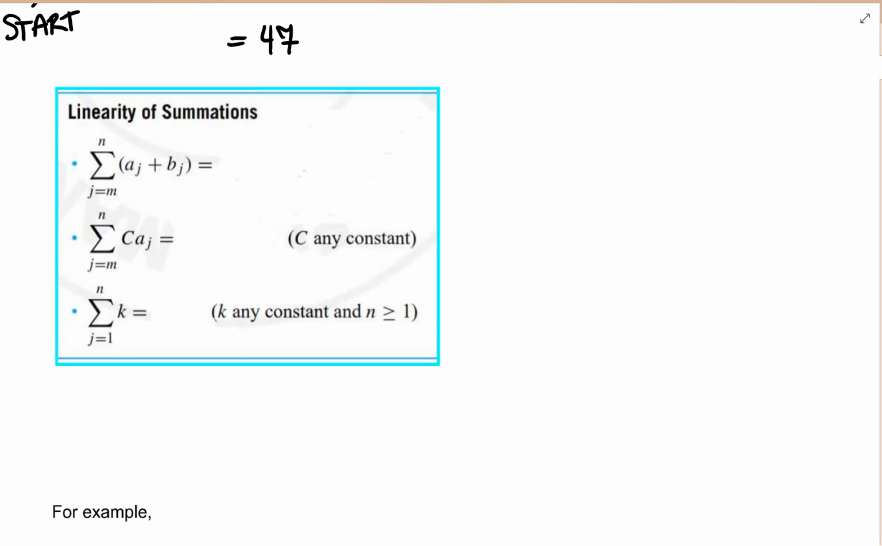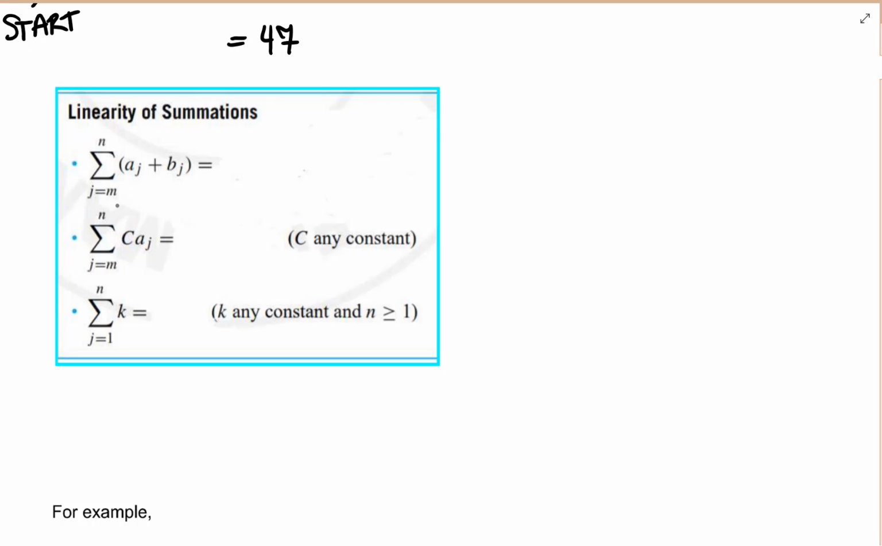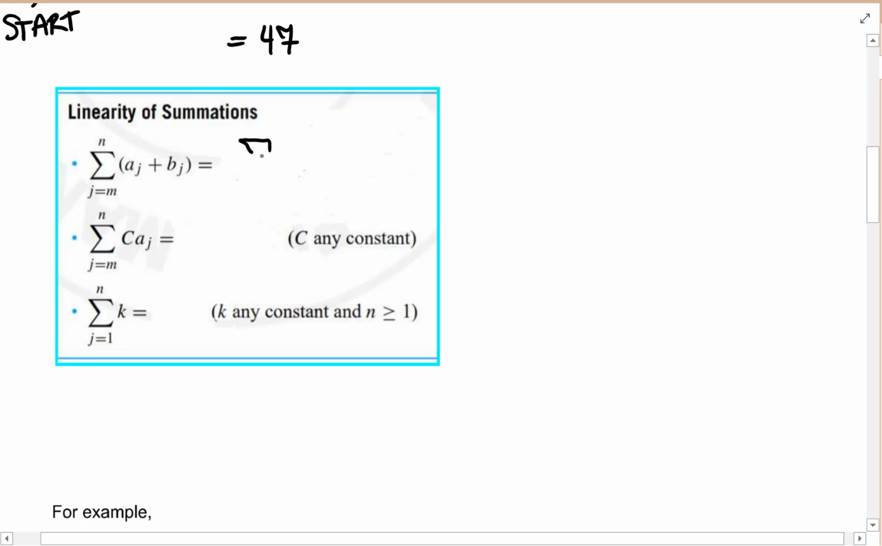Linearity of summations. So if you are taking a sum or a difference of certain terms, then you can actually separate and take the sum of each individually. So you would be taking the sum starting at j equals m, ending at n, of a sub j plus the sum starting at m, ending at n, of b sub j. What if you are multiplying your general term by a constant? Then you can factor the constant out of your summation notation.